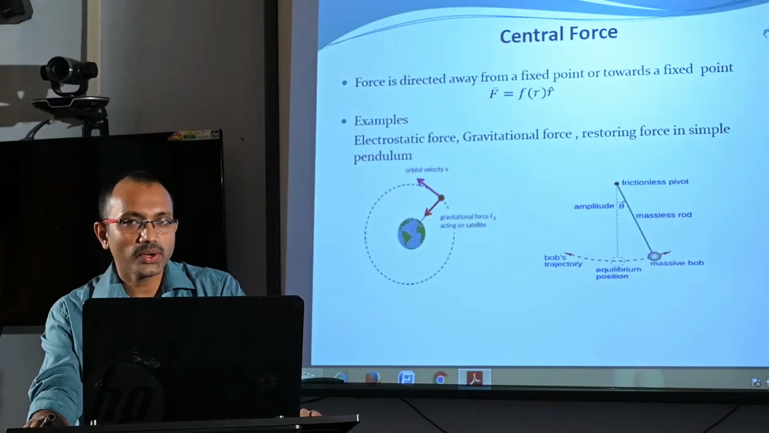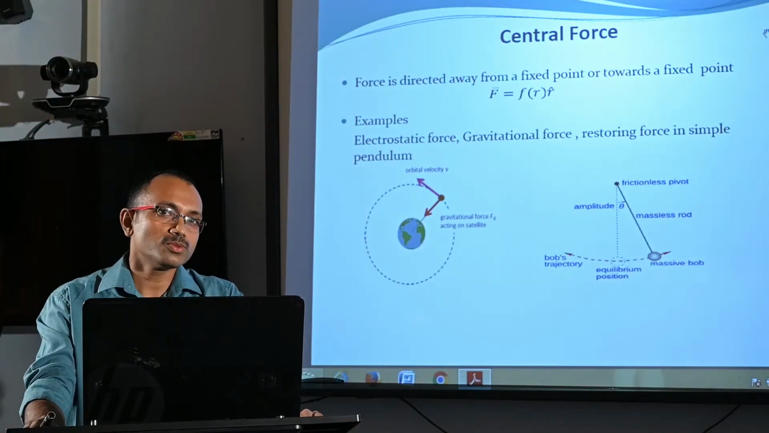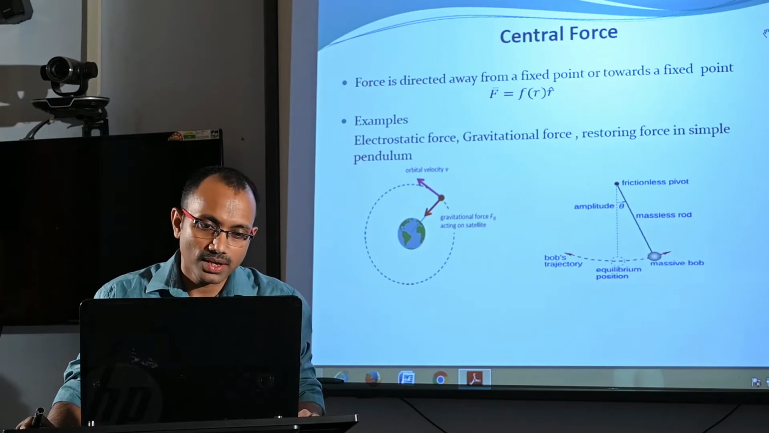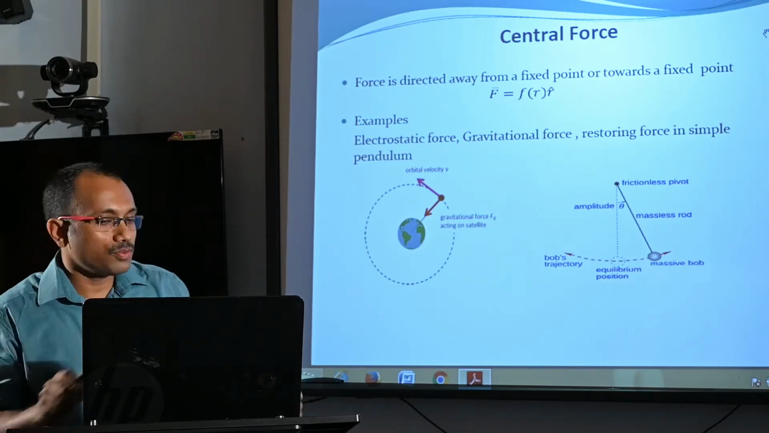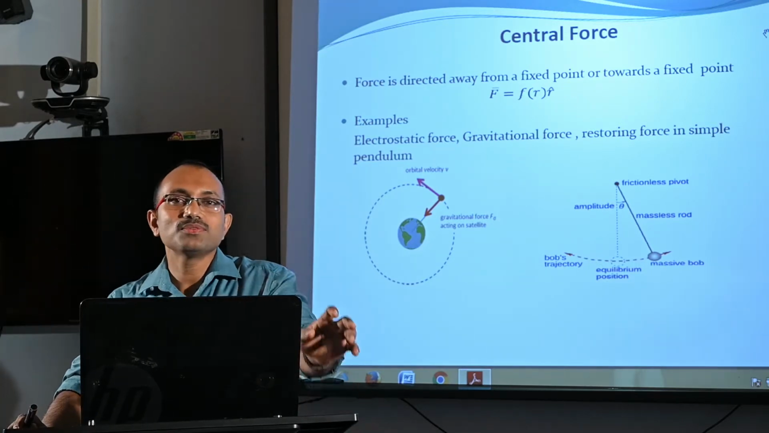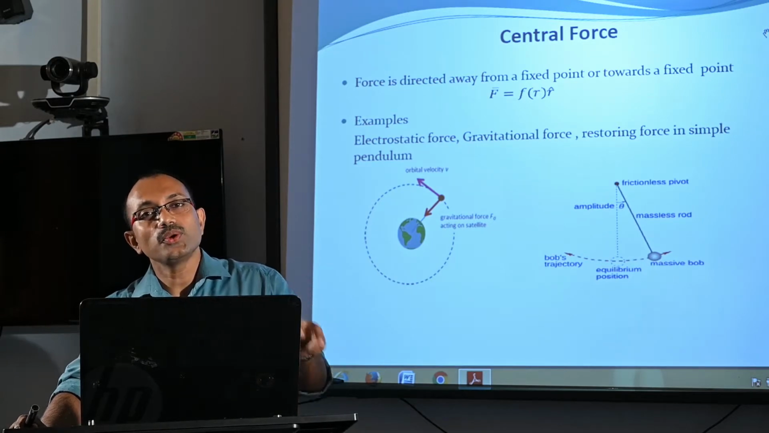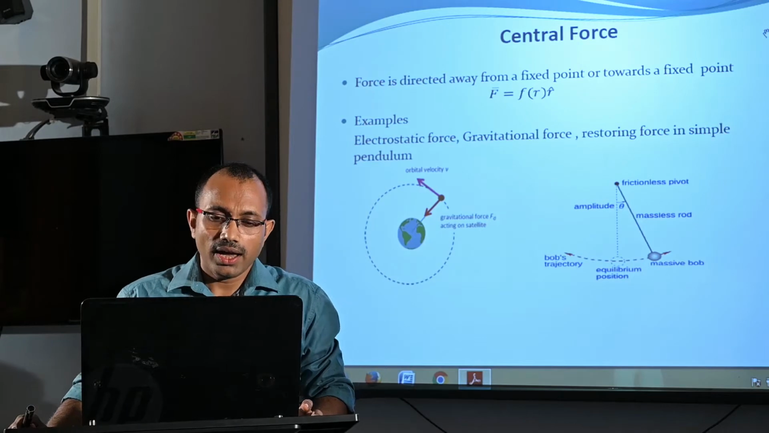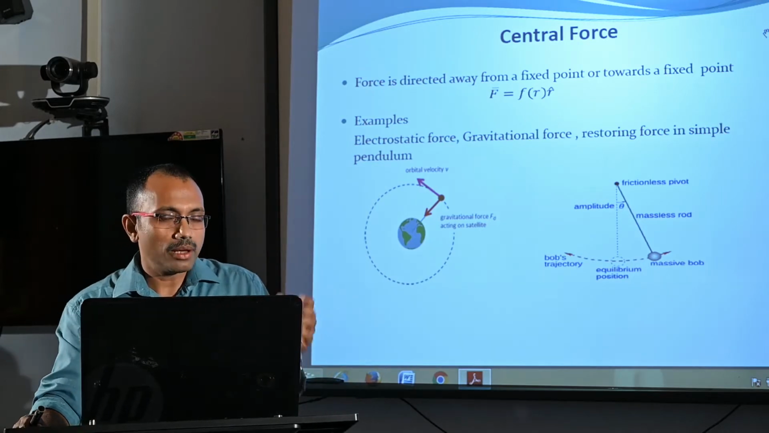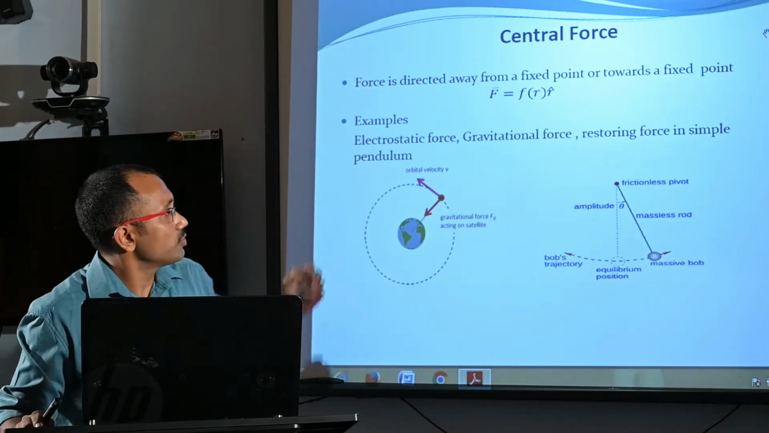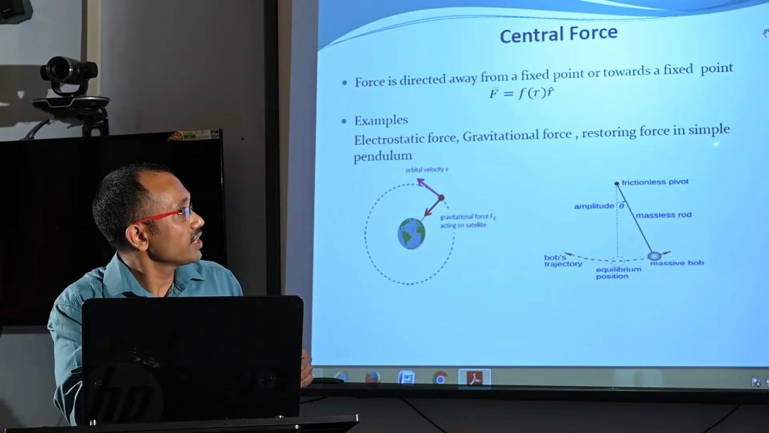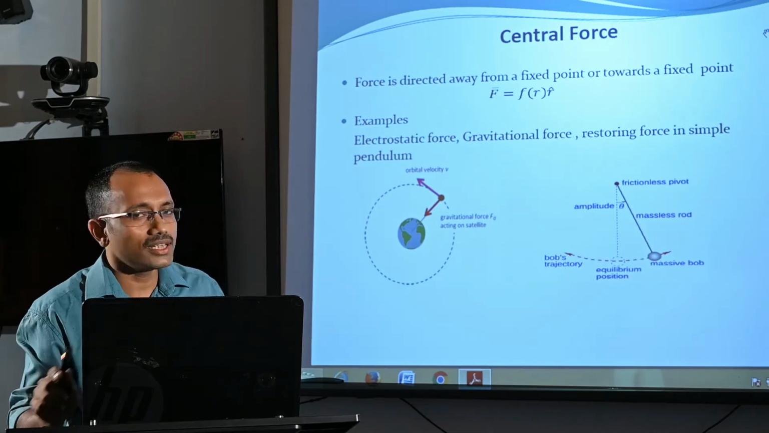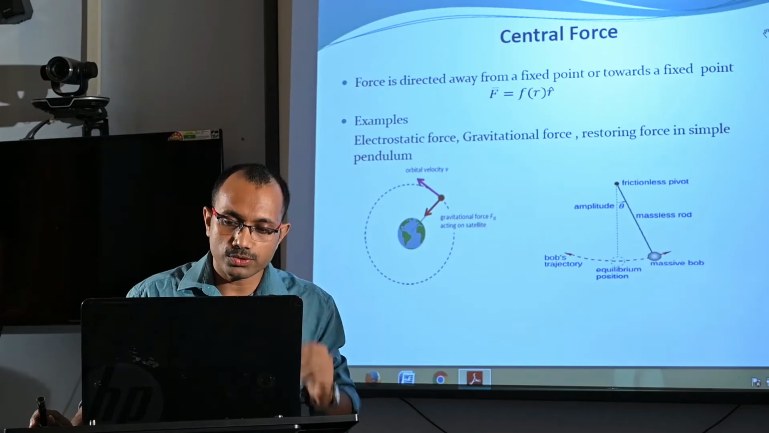Hi students, today we are discussing the module central force motion, which is in your syllabus. Firstly, we need to know what a central force is. A central force is a force which is always directed towards a point or always directed away from a point, and we can study it with some examples. Electrostatic force, gravitational force and the restoring force in simple harmonic motion are examples of central force.